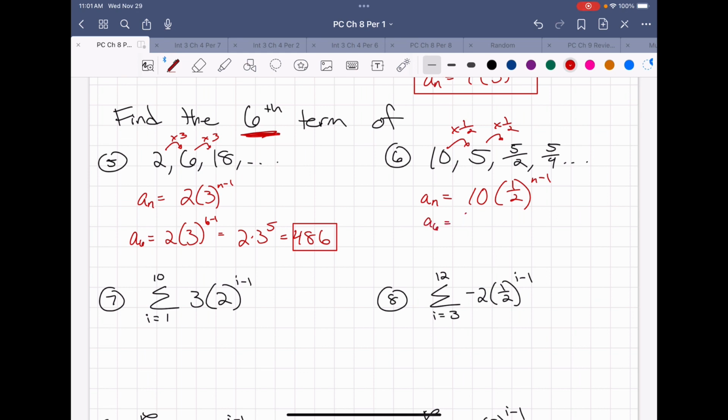The 6th term, 6 minus 1 is 5. I just did that part in my head. I can do this one without a calculator. 1 to the 5th is just 1. 2 to the 5th is 32. And 10 times 1 over 32 is 10 over 32.